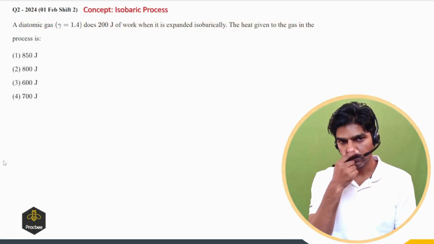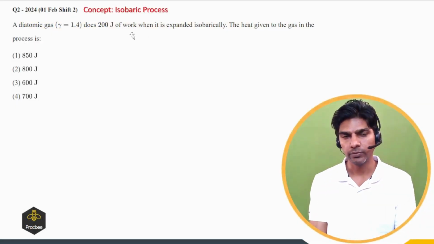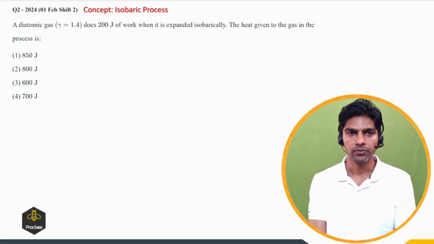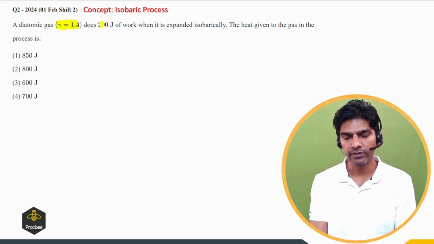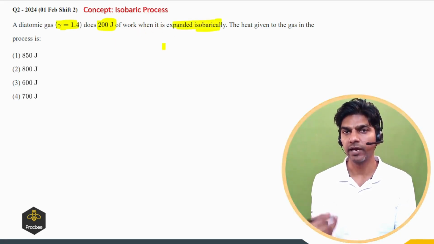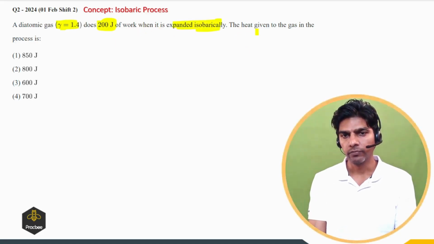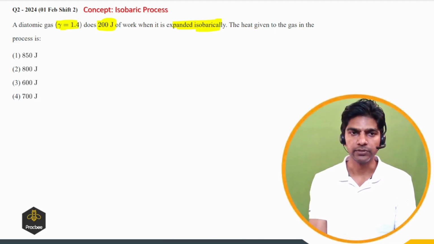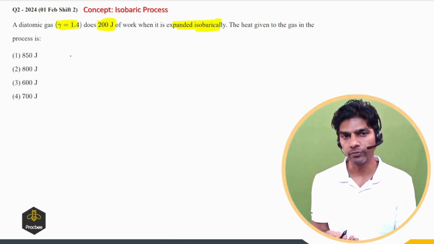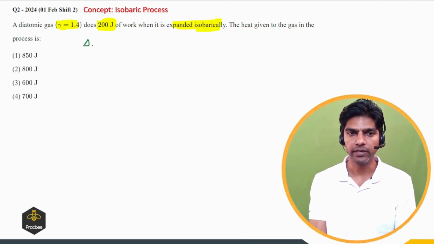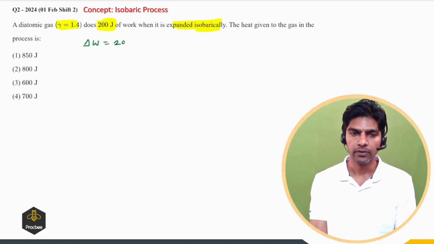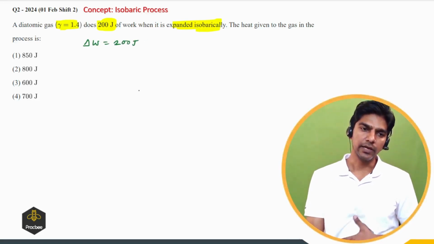Now let us see a question based on the concept of isobaric process. Here we are given a diatomic gas, gamma value is 1.4, which does 200 joules of work when it is expanded isobarically. So it's an isobaric process. We have to find the heat supplied to the gas. Work done is given, so delta W is 200 joules, and it's an isobaric process.